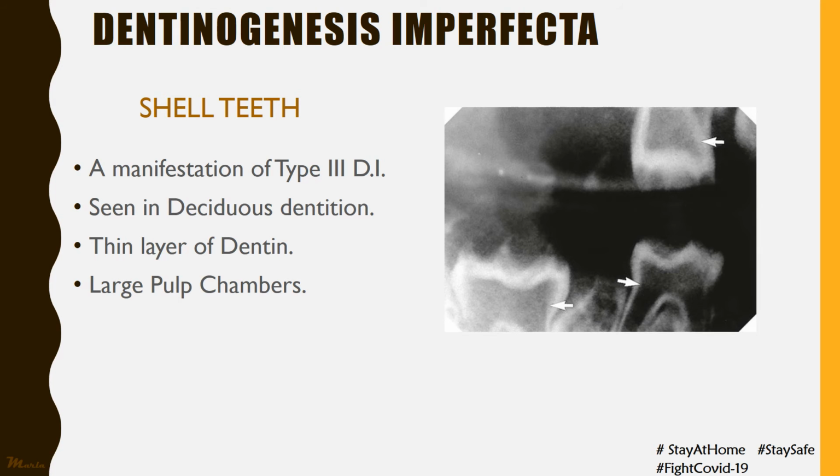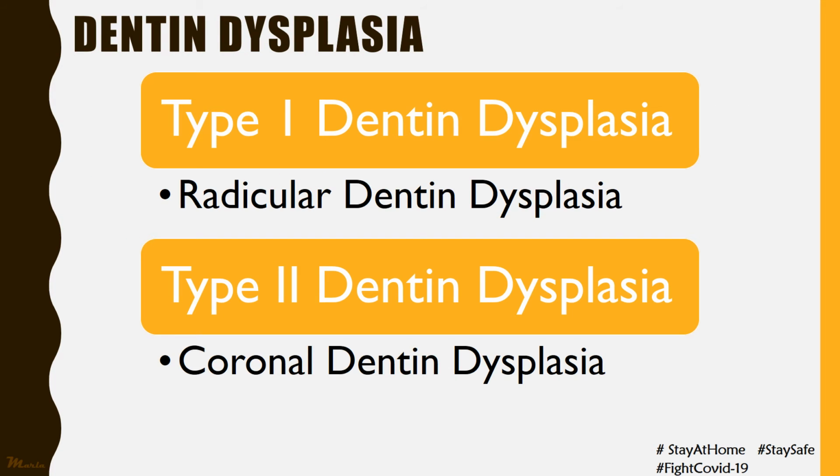So these are the two findings which make it a shell tooth: the presence of a thin layer of dentin and a large pulp chamber. So that was all about dentinogenesis imperfecta.